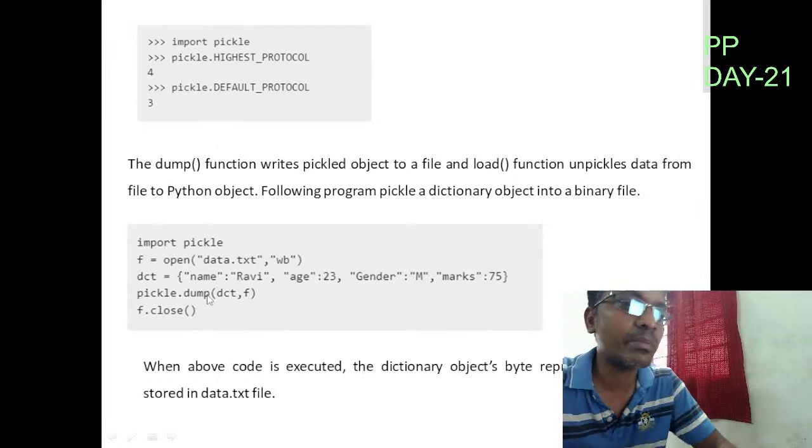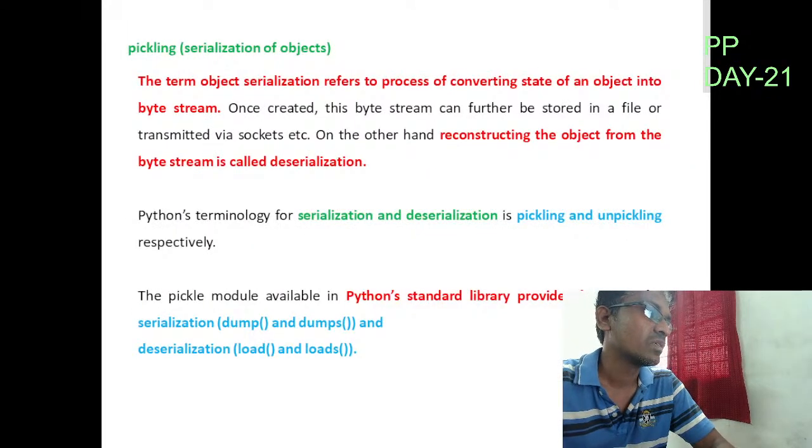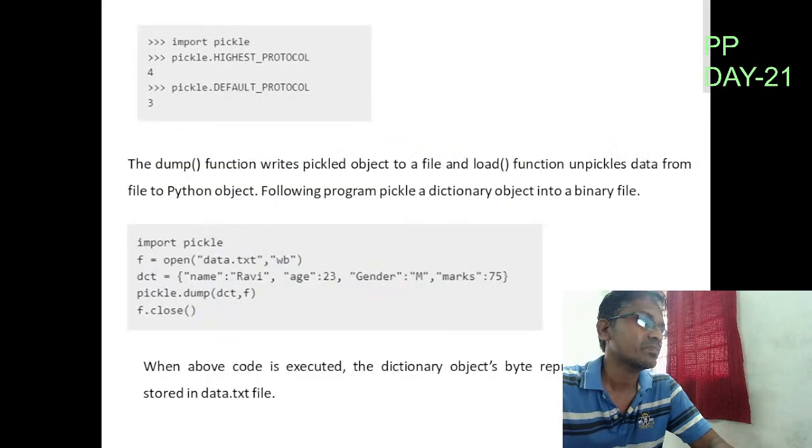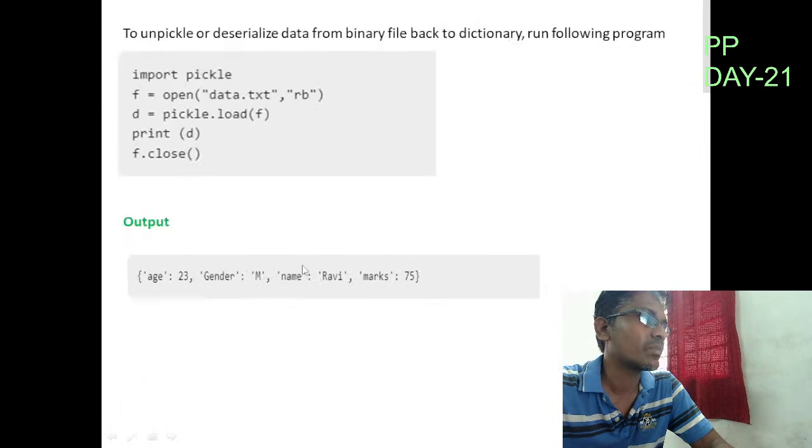So I'm going to use the dump and dumps methods. Now if you want to perform serialization, like converting text into binary, you have to use the dump and the dumps methods. So in this example, I'm going to use the dumps method. I want to dump dictionary comma f. Then it is going to execute the dictionary object. The byte representation will be stored in the data.txt file. So it is going to convert this entire message into binary format.